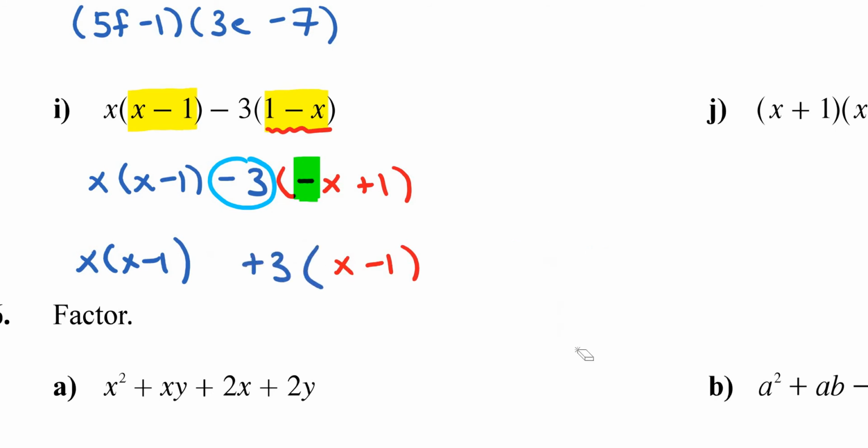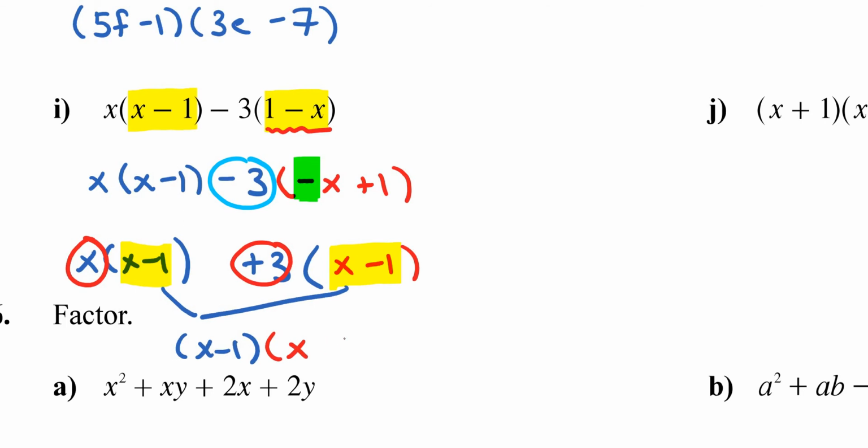Okay, so there you go. Now you can notice that the x minus 1 and the x minus 1 are exactly the same. So in order to make those two factors look the same, you have to rearrange the 1 minus x and factor out a minus sign. Okay, so let's go ahead and pull out the x minus 1 now, and then this x and that plus 3 remains, so it's x minus 1 plus 3.